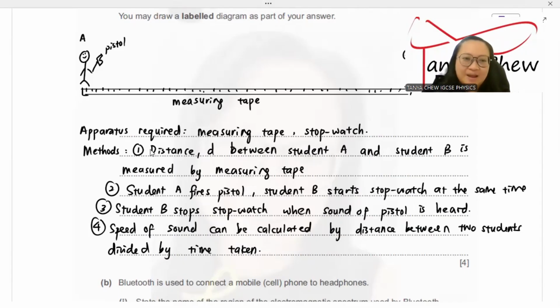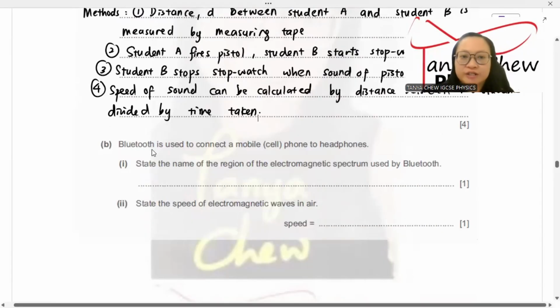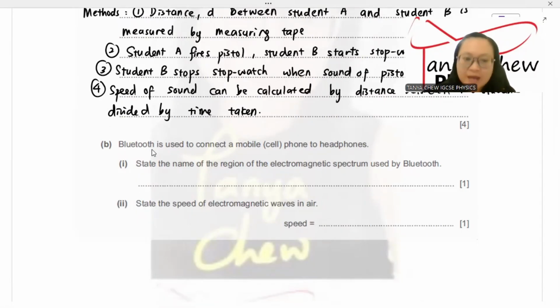Done. B, Bluetooth is used to connect mobile or cell phone to your headphones. First part, state the name of the region of the electromagnetic spectrum used by Bluetooth. For Bluetooth, we normally use radio wave so that it can go longer because the radio wave has the longest wavelength, but some Bluetooth is using microwave as well.